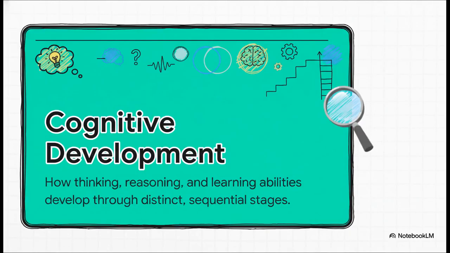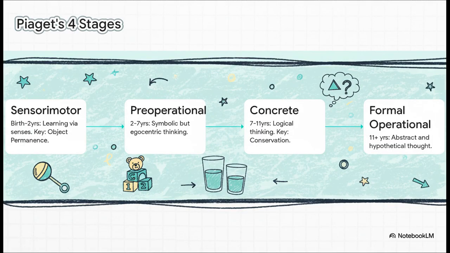So here's Piaget's huge idea. Our minds aren't just smaller versions of adult minds, not at all. He said they develop through a series of very distinct stages, almost like levels in a video game. You've got to master one level before you can unlock the new abilities for the next one. And here they are, the 4 stages you absolutely have to know.